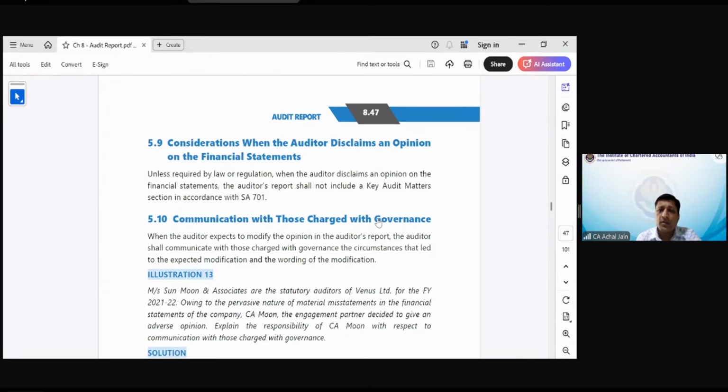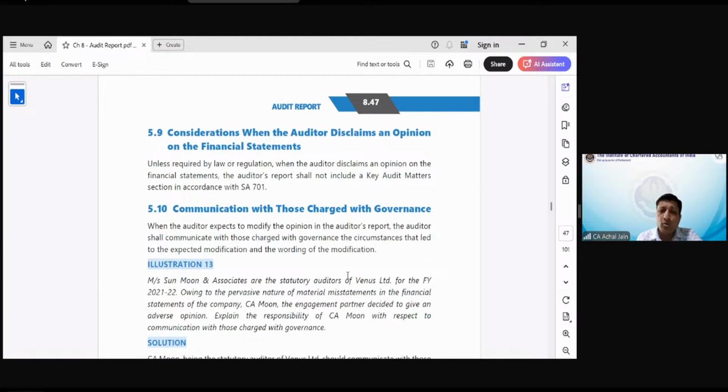No. So the question is around the responsibility of the auditor. Okay, please try to understand. The question is around responsibility of the auditor with respect to communication with those charged with governance. Means as an engagement partner, what is going to be the responsibility of the engagement partner in terms of communication with the TCWG in the given situation? Yeah, so that's what you need to answer.